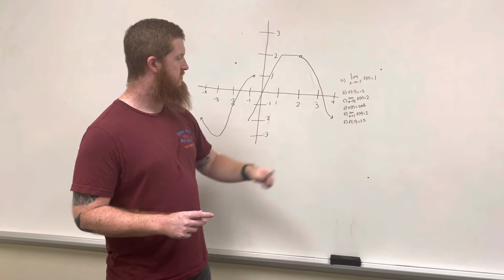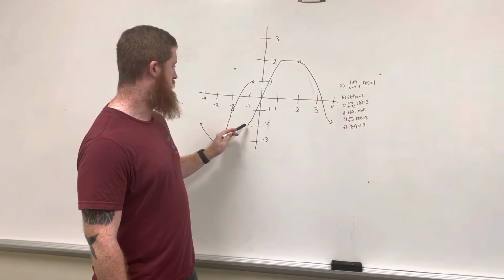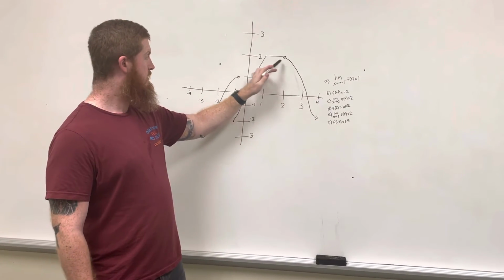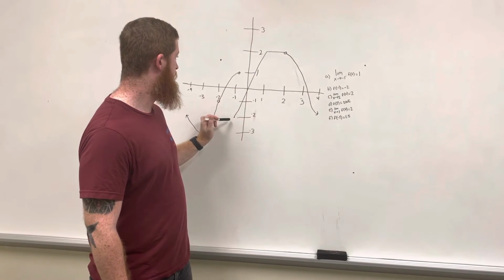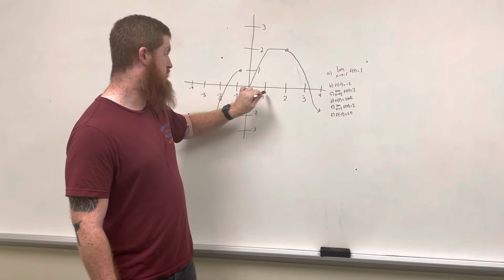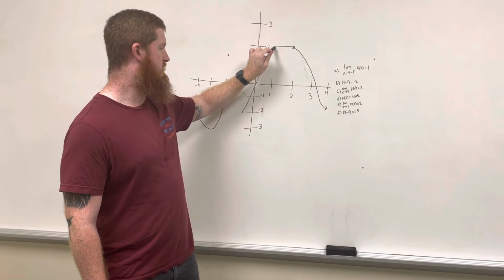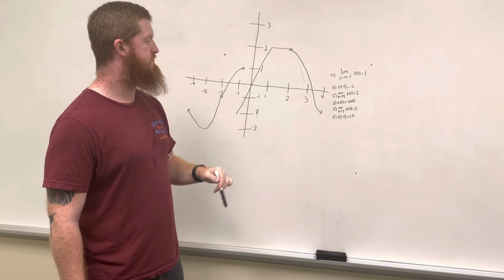For E, the limit as x approaches 1. We're going to be looking at both sides, because there's no sign. On both sides, we see that as x approaches 1, it approaches the point of 2 on y. So the limit is equal to 2.